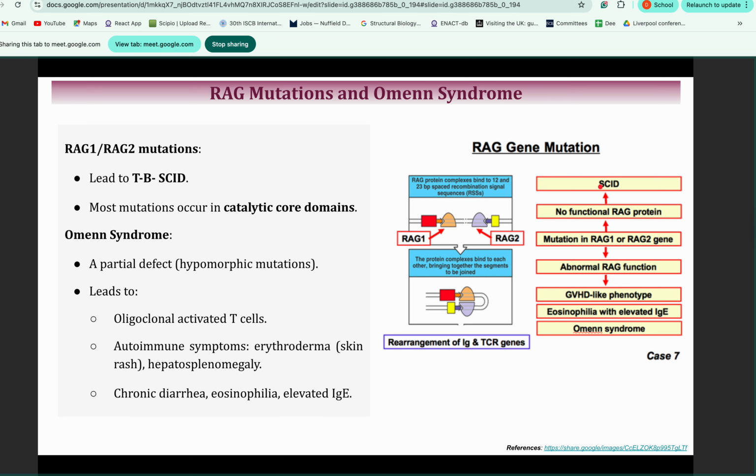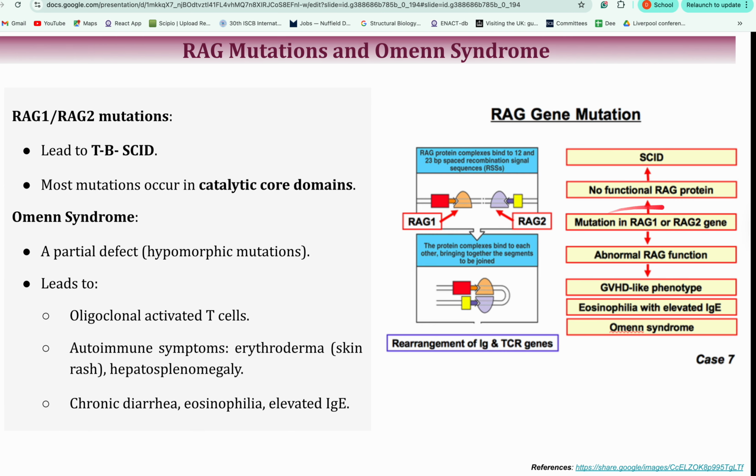Similarly, here it's shown how the RAG mutations can give rise to SCID and also Omenn syndrome. If there is abnormal RAG function, so if there is a mutation in the RAG1 and RAG2 genes, then that means your RAG protein will be non-functional. It will not function properly, which will lead to SCID. And we have seen how this particular protein is responsible for the maturation of T and B cells. So they will not get matured, hence SCID will take place. Similarly, if there is a partial mutation, then the RAG functioning will be abnormal and there will be a GVHD-like phenotype, eosinophilia with elevated IgE levels, and it will give rise to Omenn syndrome.